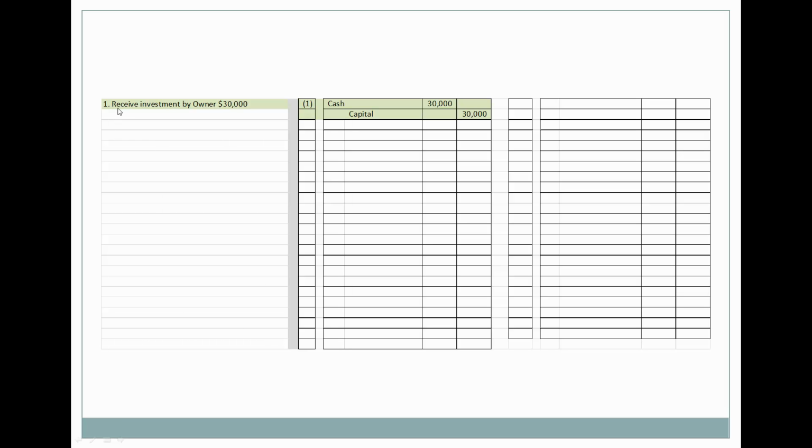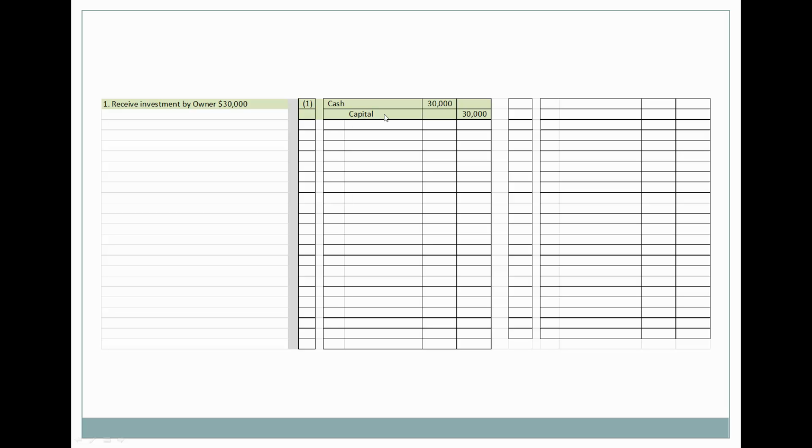Now let's look and see how to write journal entries for our example. Here we have an owner that is investing in a company. So the company receives an investment by the owner of $30,000, and so we can see that cash, which is an asset, would increase with the debit, so cash is increasing, and owner's capital is also increasing, and it increases with the credit.